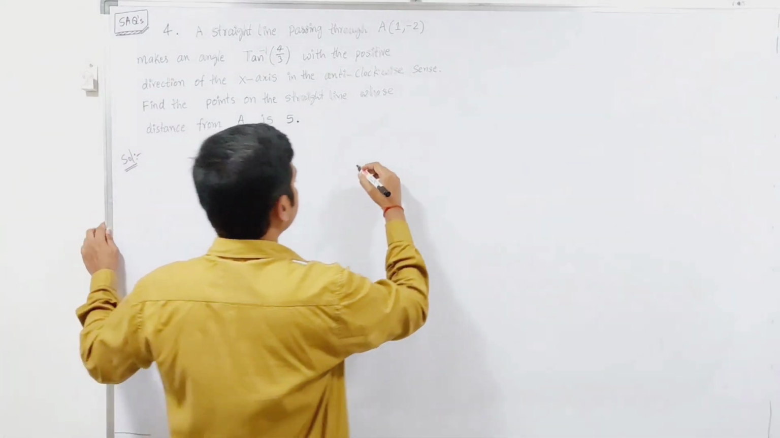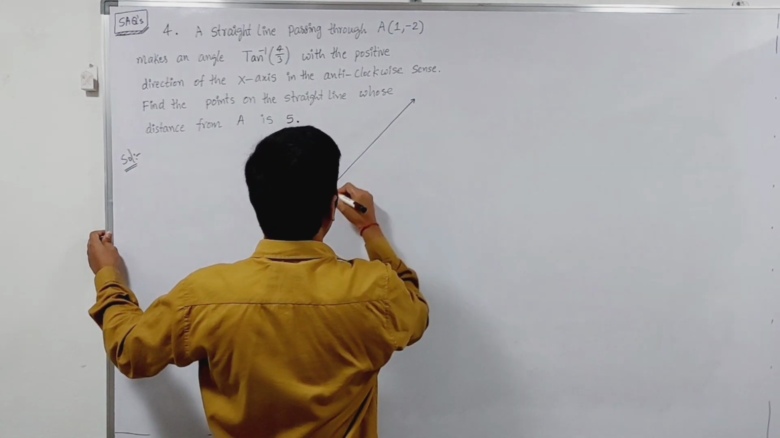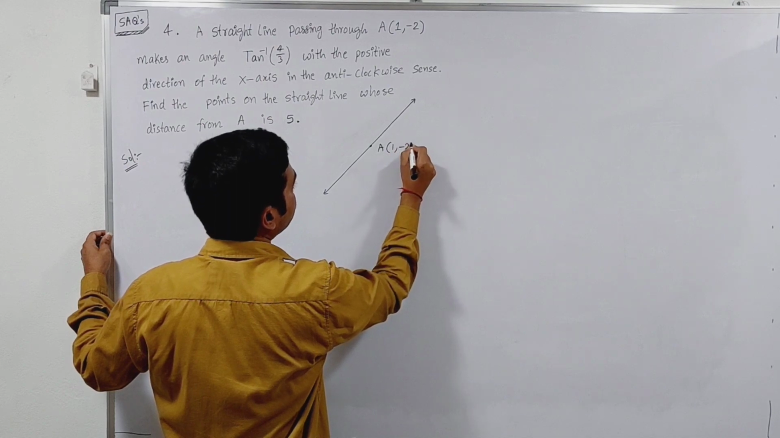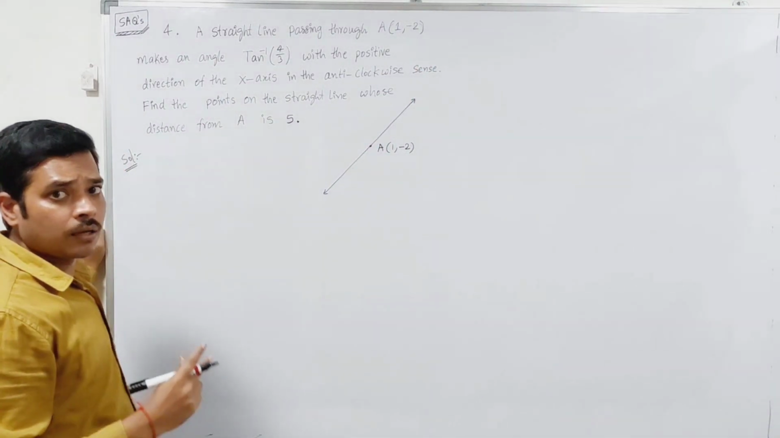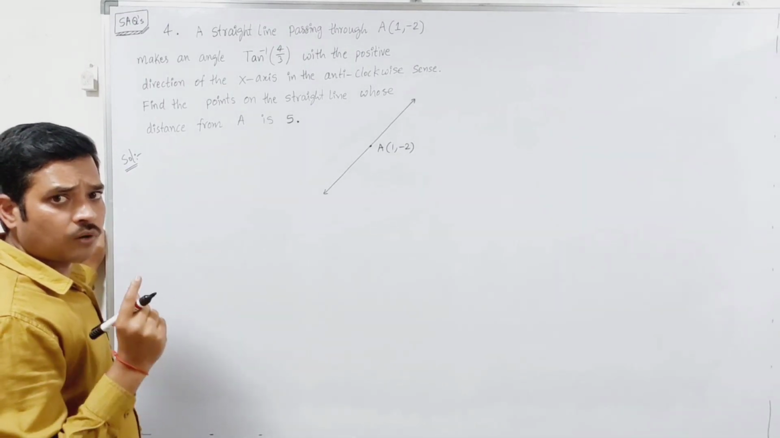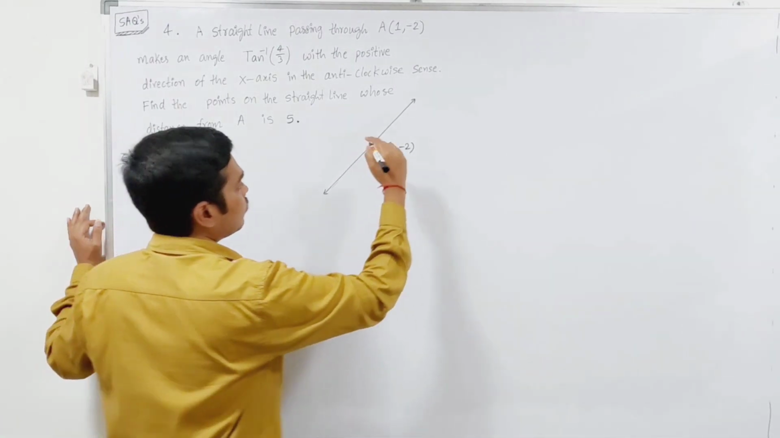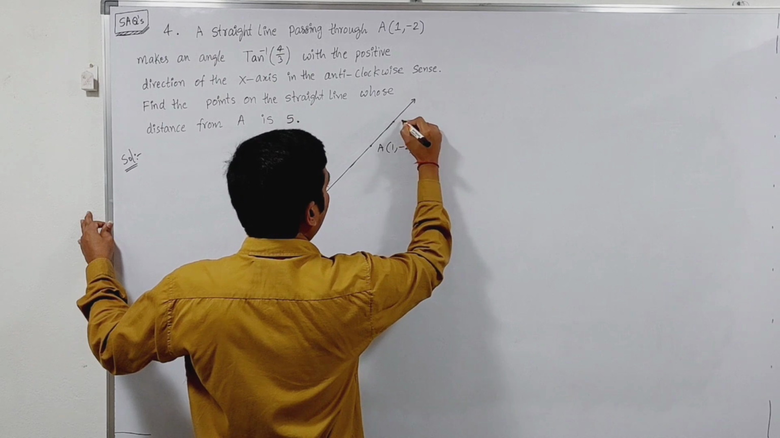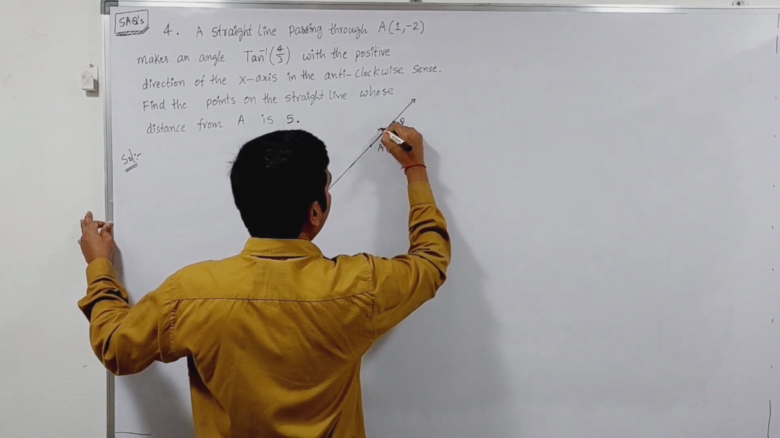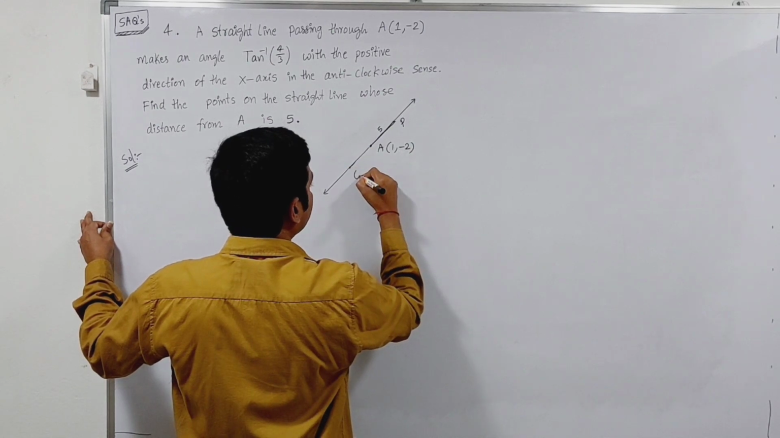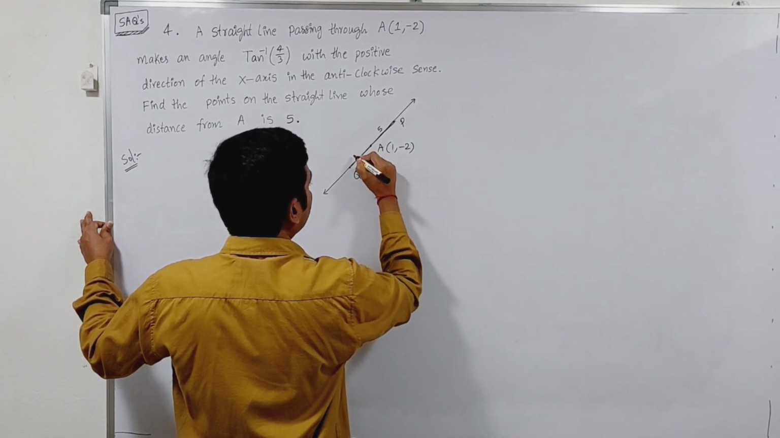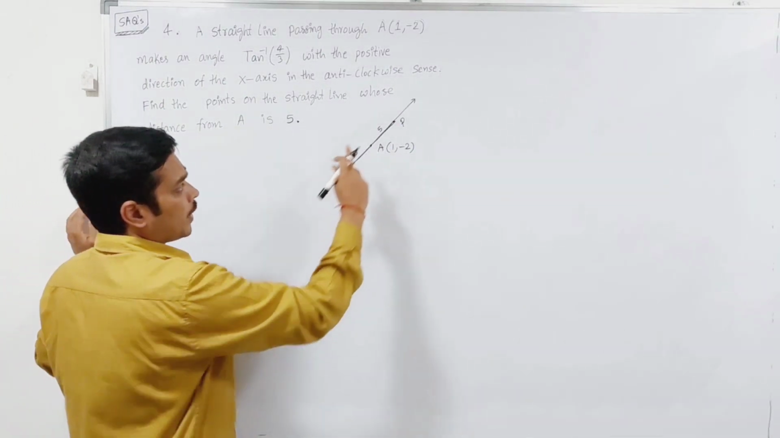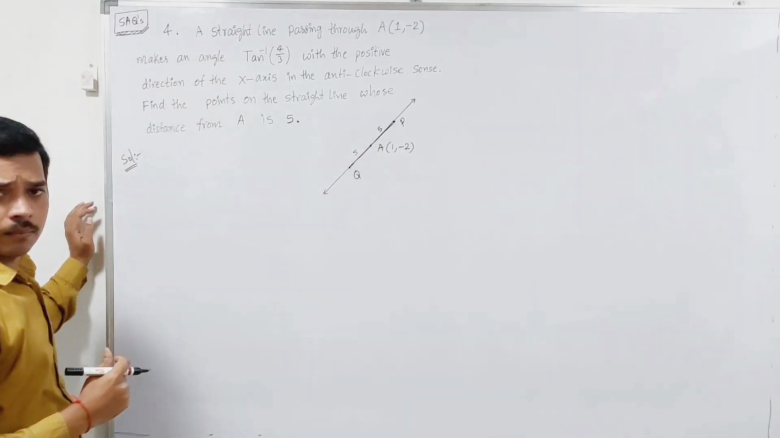For example, this is the line. On this line, one point is given, that is A (1, -2). You have to find the points on this line that are 5 units away from the given point. Maybe on the upper side, maybe on the lower side. Maybe this is one possible point P, where the distance between A and P is 5 units. Maybe on the lower side also one point is possible, Q, where the distance between A and Q is also 5 units. There are 2 points possible that are 5 units away from the given point (1, -2).